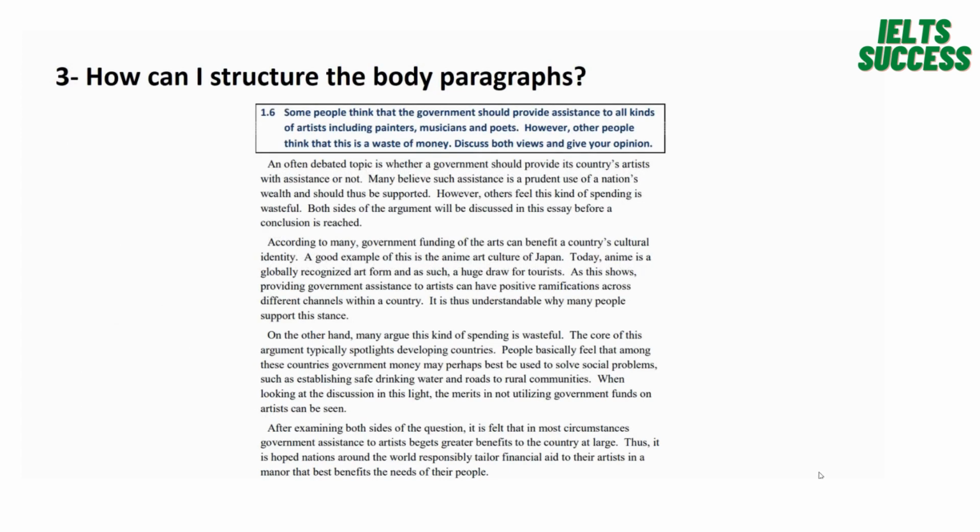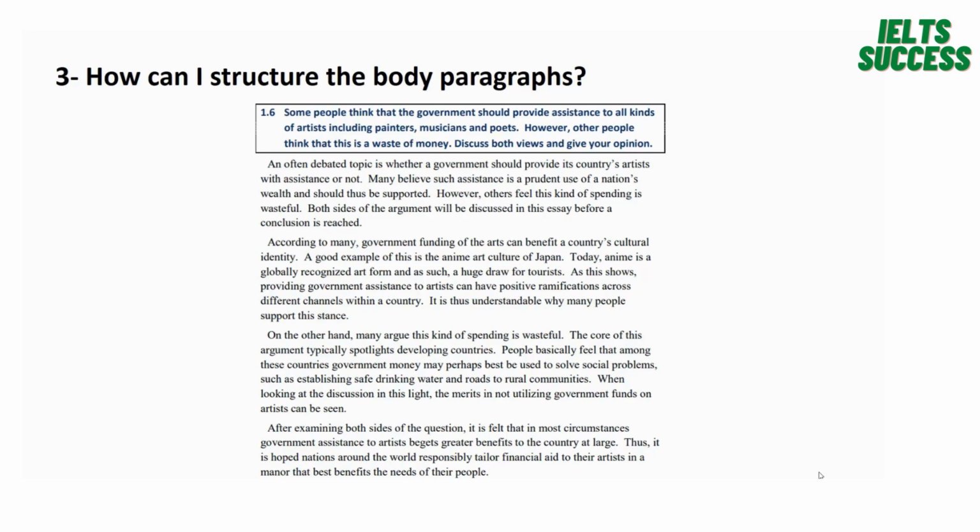The question: some people think that the government should provide assistance to all kinds of artists, including painters, musicians, and poets. However, other people think that this is a waste of money. Discuss both views and give your opinion. So the question here shows that there are 2 different sides. Some are with the idea that the government should financially support artists, while the others are against, and that you have to give your opinion in the end.